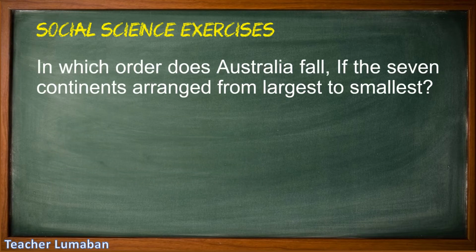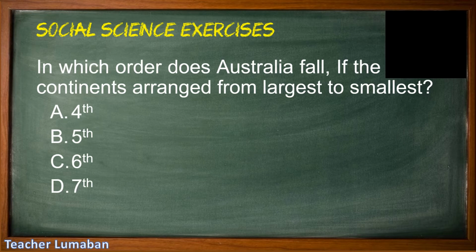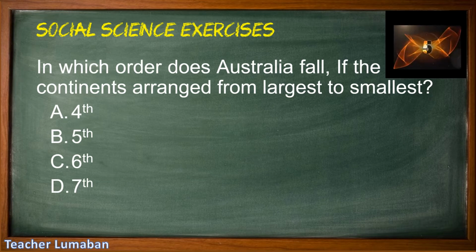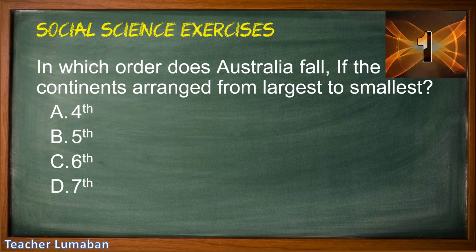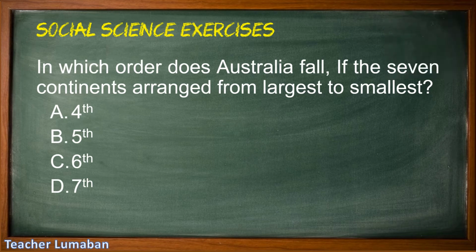In which order does Australia fall, if the 7 continents are arranged from largest to smallest? Letter A, 4th. Letter B, 5th. Letter C, 6th. Letter D, 7th. Please choose the suitable answer to the following choices in 5 seconds. 5, 4, 3, 2, 1. The correct answer is letter D.